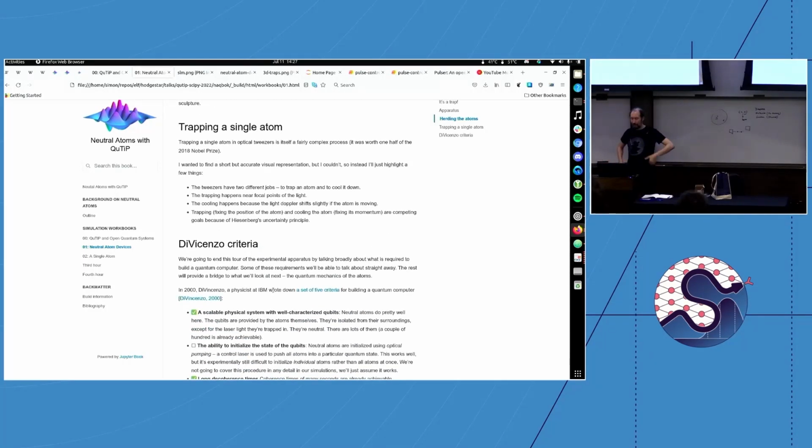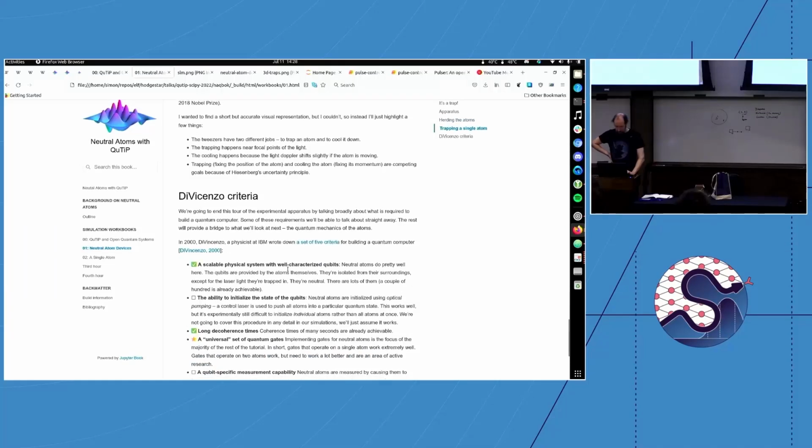I wanted to say a little bit more about trapping one atom, because that was worth half of the Nobel Prize in 2018. So it's clearly not a trivial thing to do. But actually, it's kind of a whole topic by itself, just doing the mathematics of how the traps work.